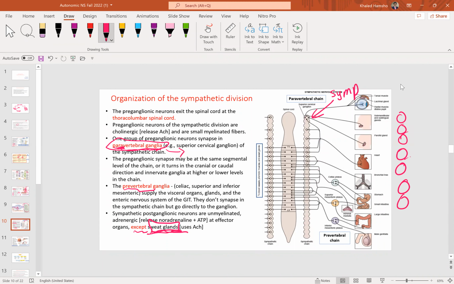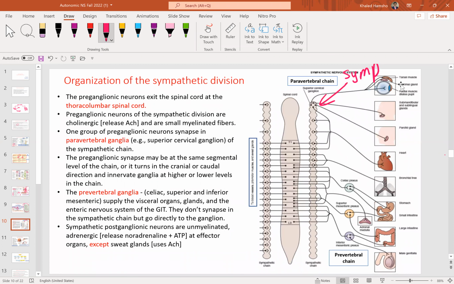So basically, paravertebral ganglia, they go to the sympathetic ganglia and make a synapse with them. And the prevertebral ganglia skip the chain and just go to the organ. The paravertebral is almost the same as the sympathetic chain, it's just parallel to the vertebra. The prevertebral is the one that skips it.